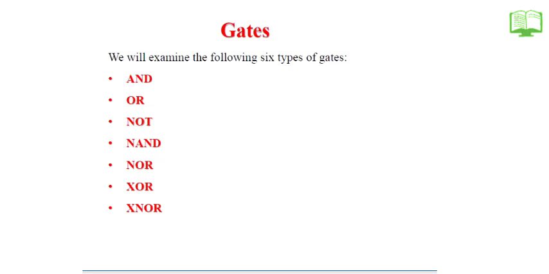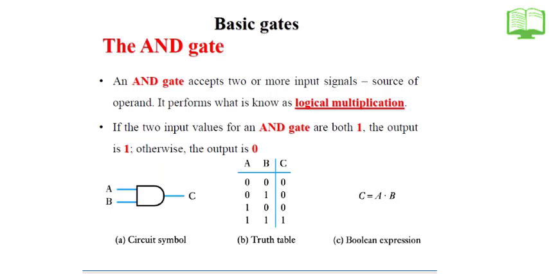Actually there we said there are 3 main logic gates, but there are other gates. So here are some of them. There's the NAND gate, the NOR gate, and the exclusive OR and exclusive NOR gate.